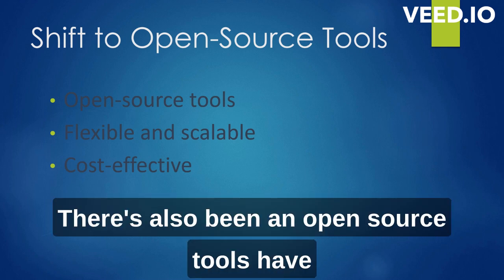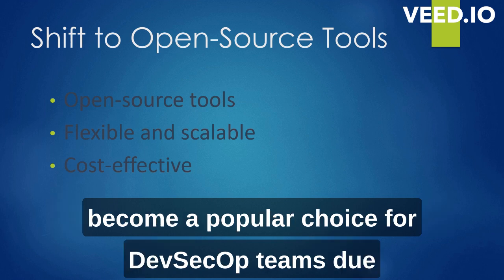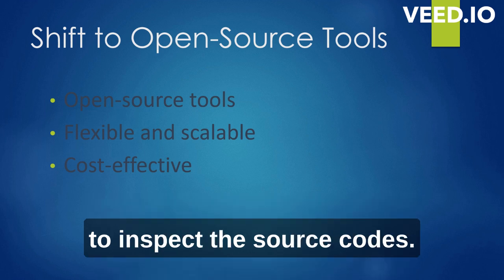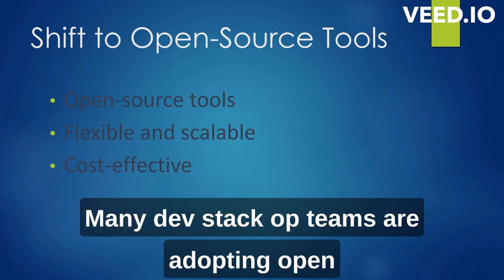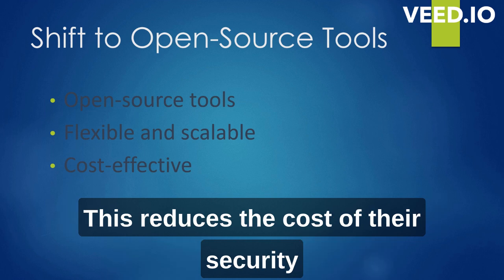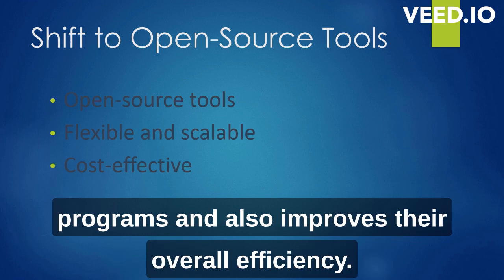Open source tools have also become a popular choice for DevSecOps teams due to their flexibility, scalability, affordability, and the ability to inspect the source code. Many DevSecOps teams are adopting open source tools for security testing, analysis, and automation. This reduces the cost of their security programs and also improves their overall efficiency.